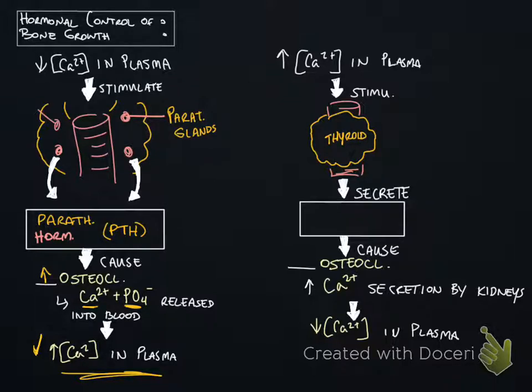That's the gland located on the anterior surface of the throat. And it causes the thyroid to secrete calcitonin. And calcitonin causes a decrease in osteoclast activity and an increase in calcium secretion by the kidneys, meaning the kidneys are acting to get rid of calcium. And in turn, this decreases calcium concentration in the plasma. And this fixes our original stimulus of an increase in calcium in the plasma.